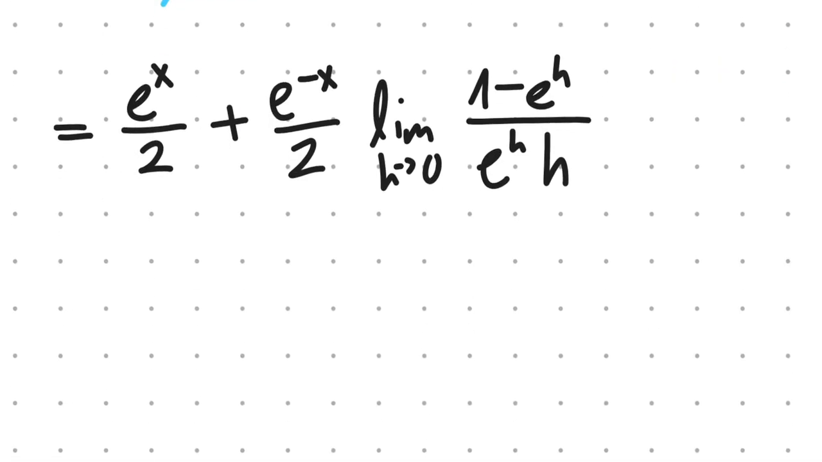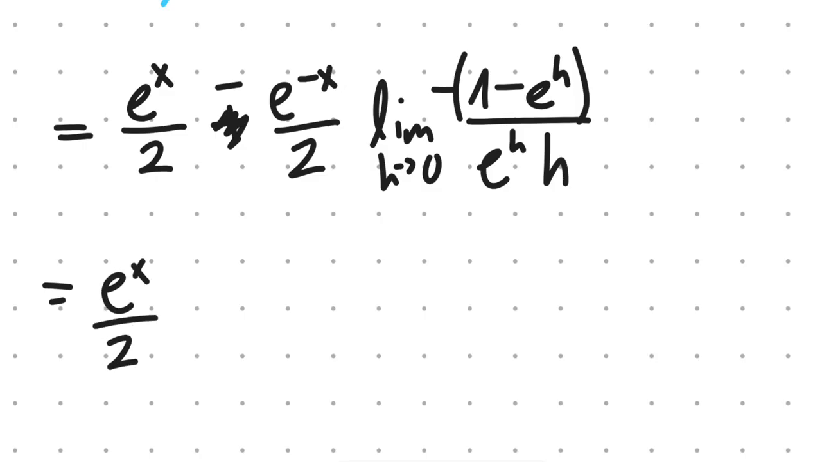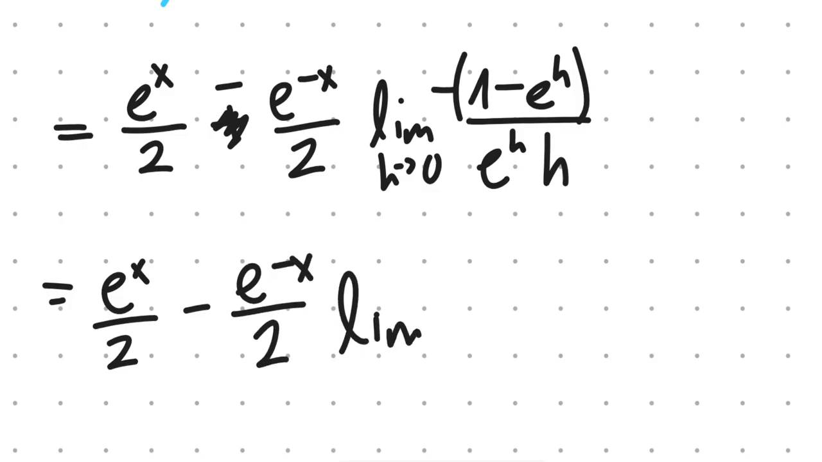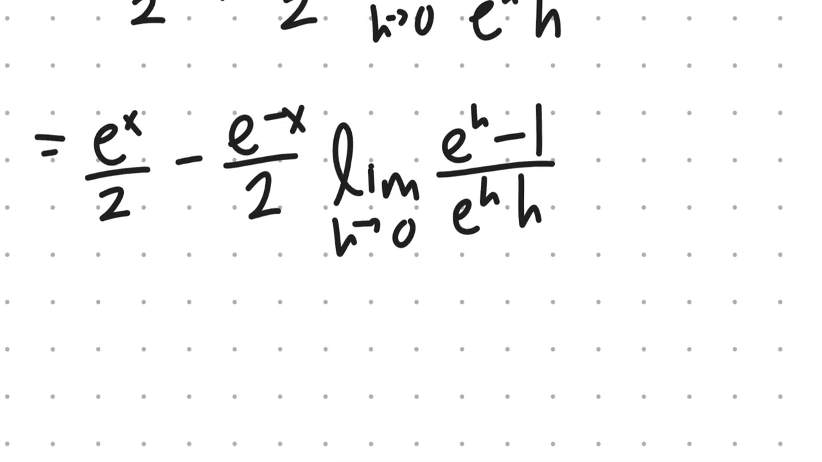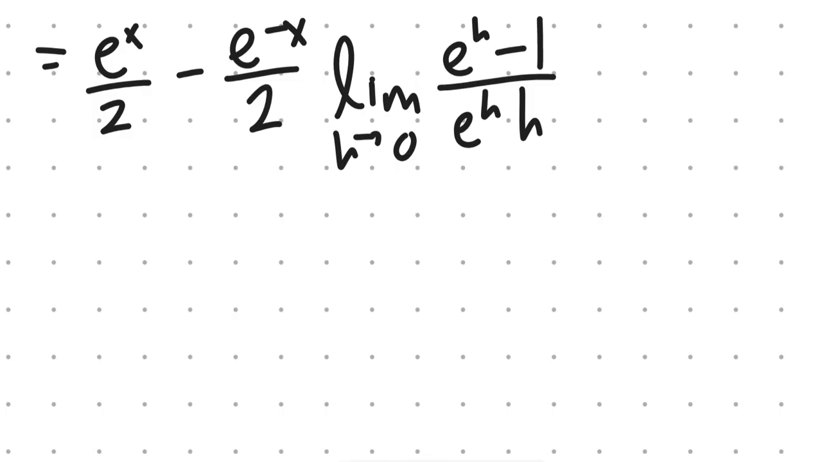Now let's use the property of swapping the components using the negative. So we can use one negative sign here and another negative sign here so that we get a positive together. It will not change anything. So here we would get e to the x over 2 minus e to the negative x over 2 times the limit as h approaches 0. Using the distributive rule, we'll get e to the h minus 1 over e to the h times h. And we know this limit.